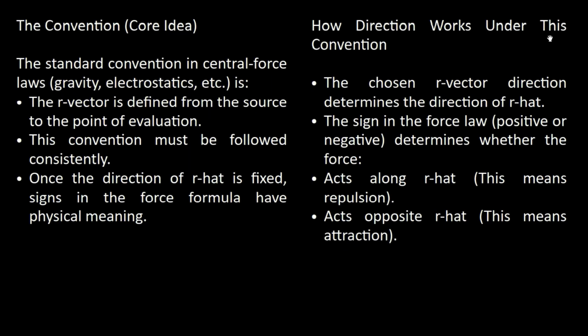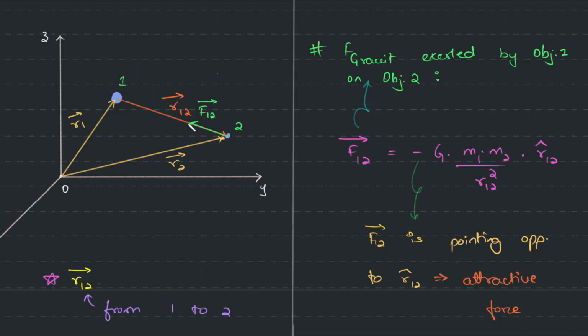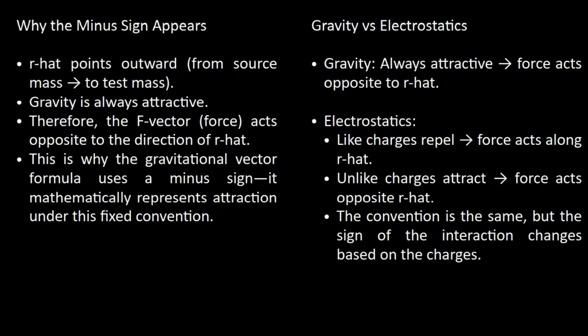How direction works under this convention: the chosen R direction determines the direction of r cap, obviously. The sign in the force law determines whether the force acts along r cap or opposite to r cap. If it's along r cap, this means repulsion. If it's opposite to r cap, this means attraction. That's what is happening here. Our resulting force is opposite to the unit vector, and so we have a negative sign indicating attraction. Okay, guys, again, this is a convention, a rule that we need to understand and use.